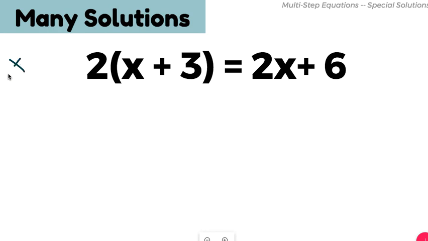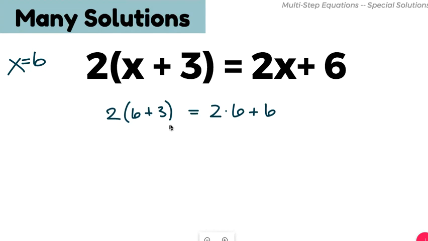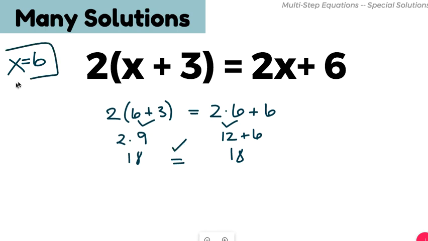So, just to double check yourself, I'm going to pick a number, 6. So if I were to substitute a 6 for my x, and as long as you're completing the order of operations correctly, please be careful that you're doing this. 18 equals 18, so 6 would be a solution. If you pick 10, the left side would equal the right side, and 10 would be a solution.